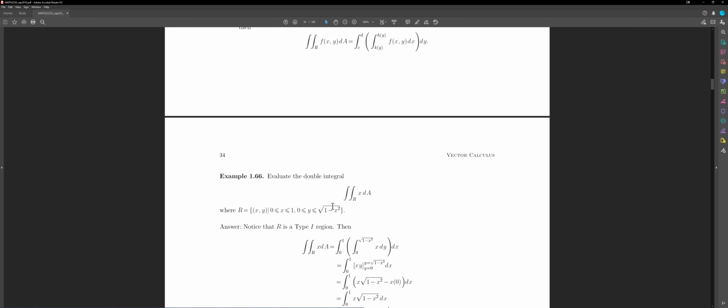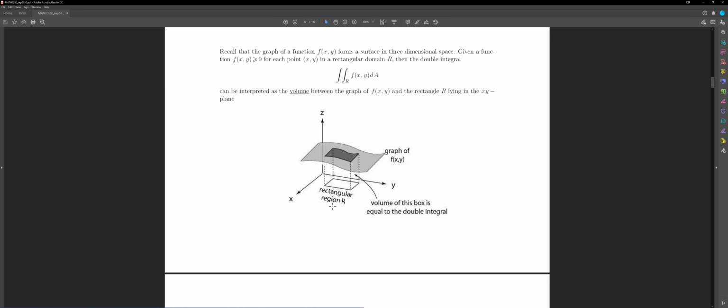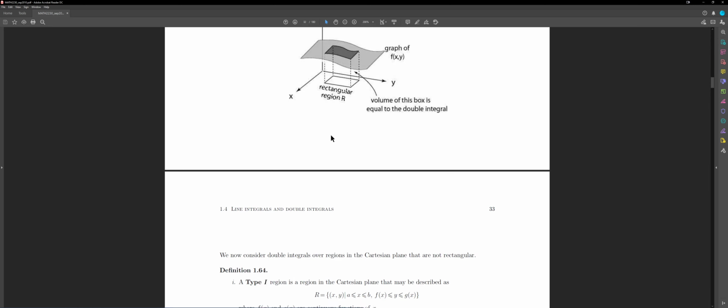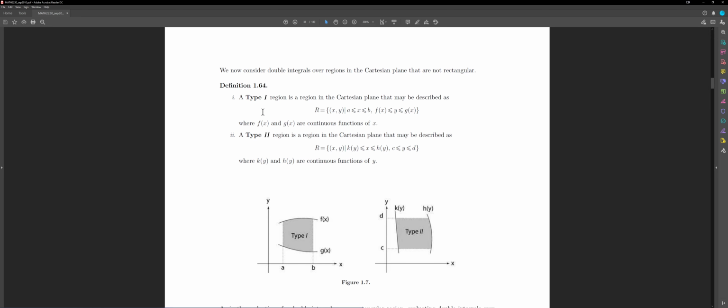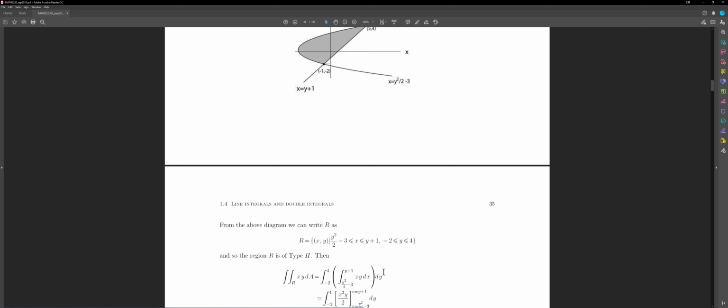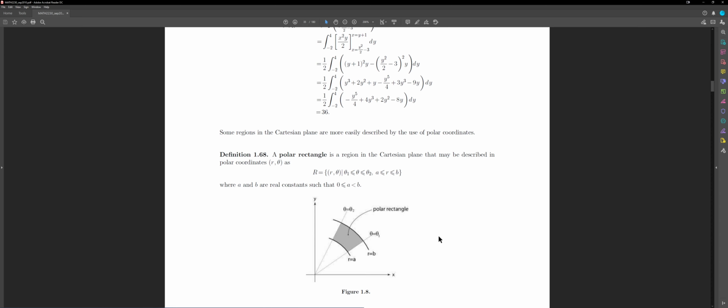First type of region is rectangular. If you draw this just in the xy plane, it will be a normal rectangular region. The other two types would be type 1 and type 2. And then the final type would be polar rectangles, which would be this type over here.